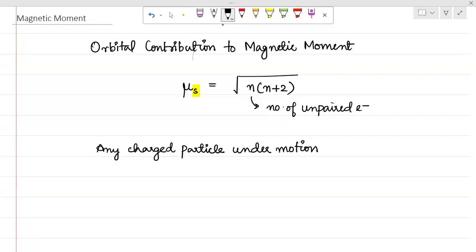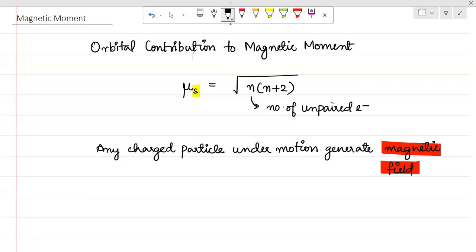Our electrons move in two ways. What we are trying to understand is that any charged particle under motion will generate some sort of magnetic field. And the strength of this magnetic field which is generated is calculated using magnetic moment. That is what we have been trying to do, and now we are going to learn a little deeper into that concept. So let's understand what the two types of motion are.